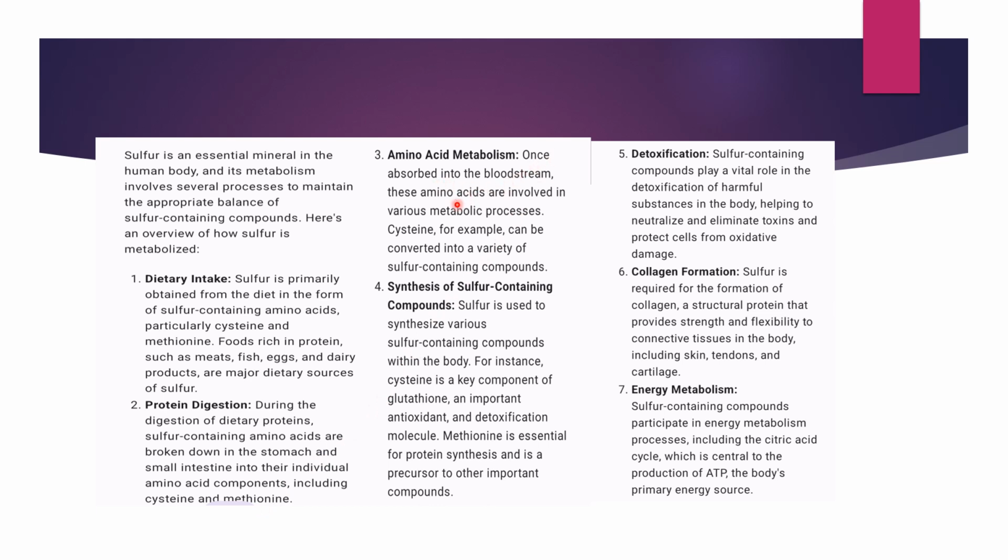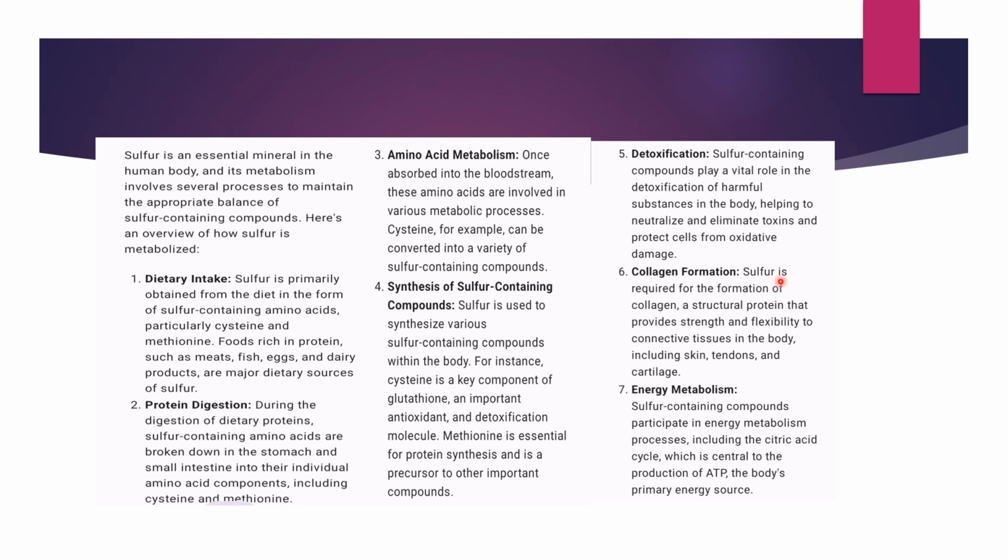Once absorbed into the bloodstream, these amino acids are involved in various metabolic processes. Sulfur is used to synthesize various sulfur-containing compounds within the body. For instance, cysteine is a key component of glutathione, an important antioxidant and detoxification molecule. Sulfur-containing compounds play a vital role in detoxification of harmful substances in the body and help to neutralize and eliminate toxins and protect cells from oxidative damage.